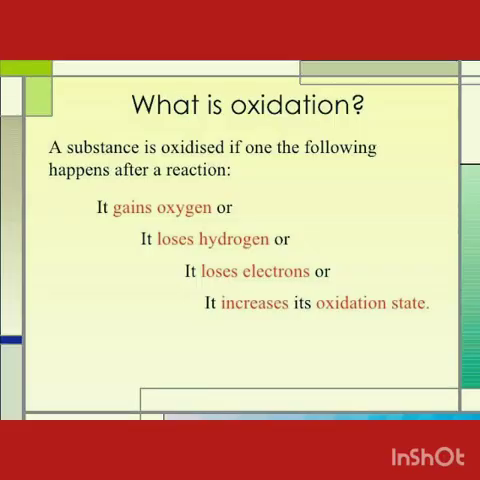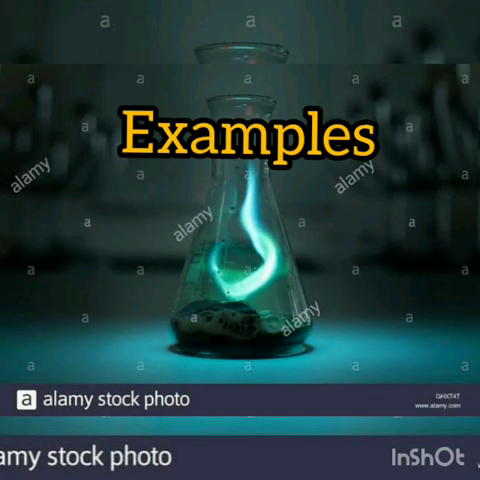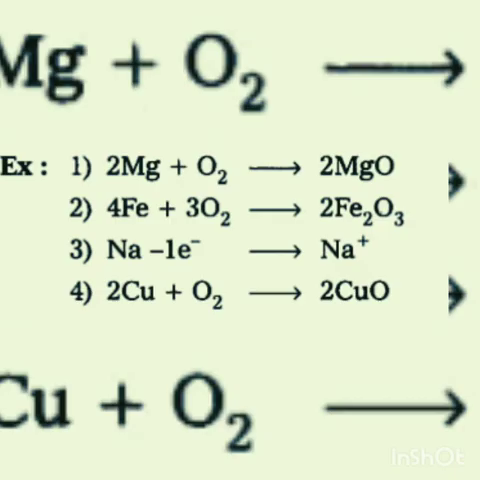Oxidation reactions are those reactions in which addition of oxygen or removal of hydrogen or loss of electron take place. Let's understand it with the help of some examples. As you all can see on your screen, 2Mg plus O2 gives out 2MgO. So in this, what happened?